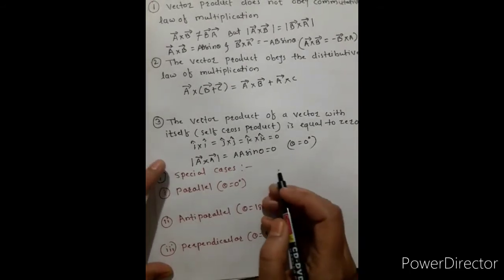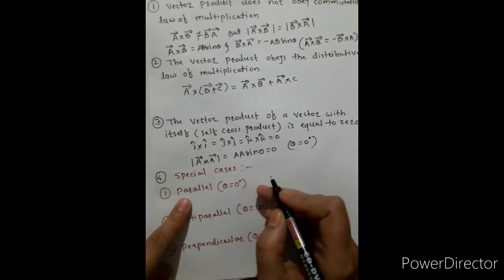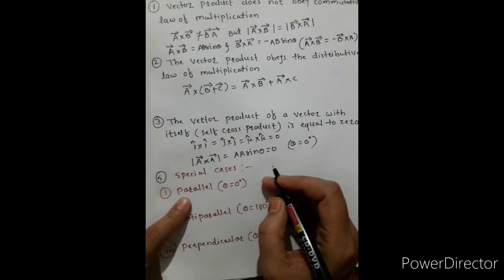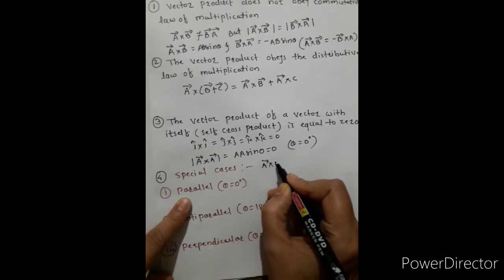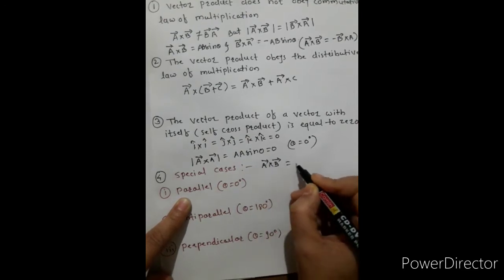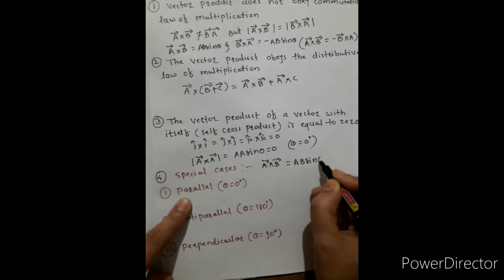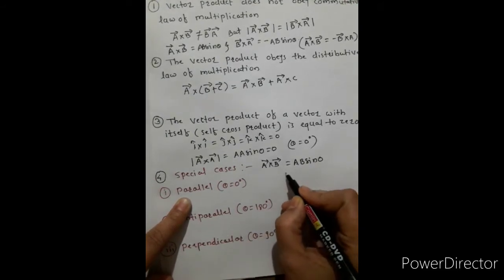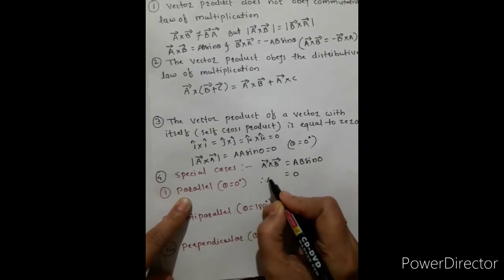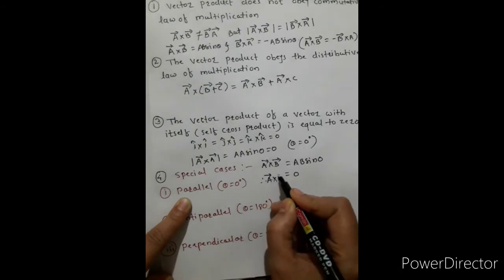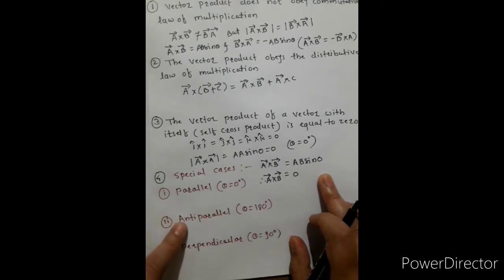In the first case, the two non-zero vectors are parallel to each other, so theta is equal to 0 degree. That is A cross B is equal to AB sine 0. And what is the value of sine 0? Sine 0 is equal to 0. So it is equal to 0. It means if the two non-zero vectors are parallel to each other, the cross product is equal to 0.